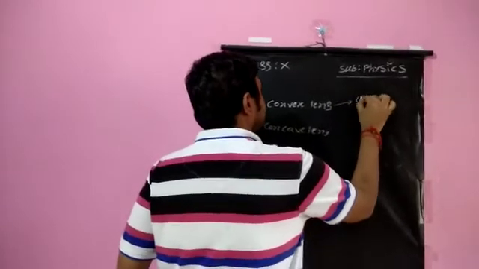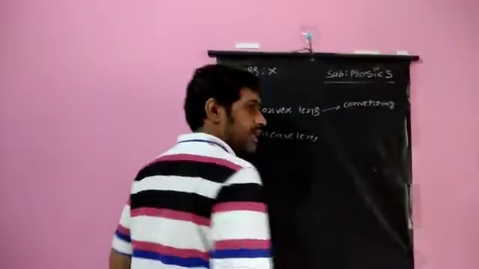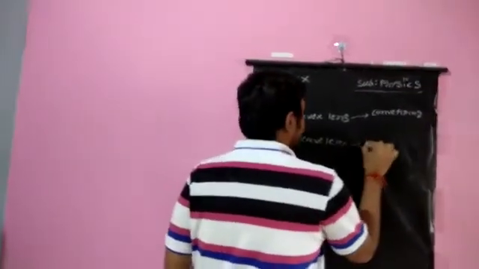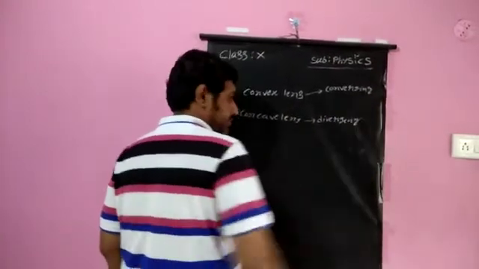The convex lens is a converging lens, because when light rays pass through a convex lens, it converges them. Whereas the concave lens is a diverging lens, which diverges the beam of light when it passes through it.